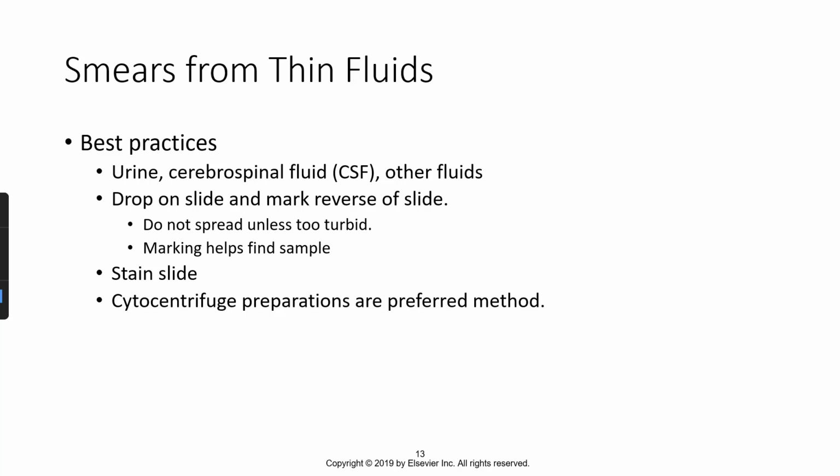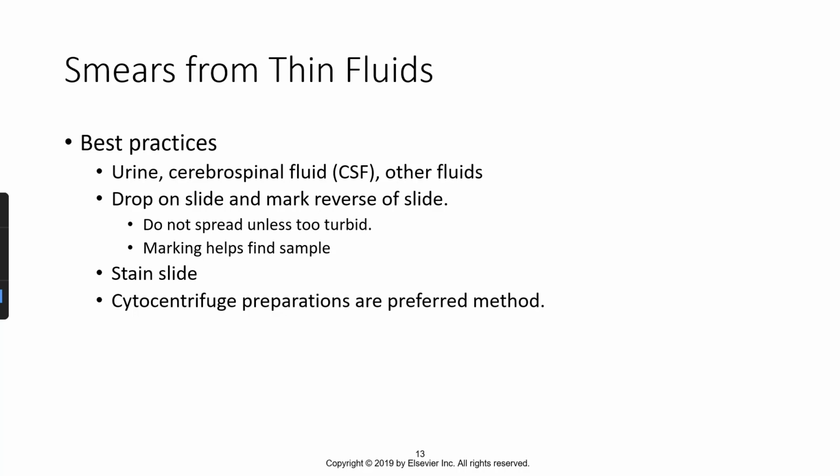Why would these fluids be turbid? Well, if they have a lot of infection in them, so there's a lot of bacteria and white blood cells, or if there's a lot of protein that's found in the specimen or a lot of fat, it could create a cloudy environment. Also, like bloody specimens, if any of these are really bloody, that could create an issue. So do not spread it out unless it's too turbid, and turbid means cloudy.